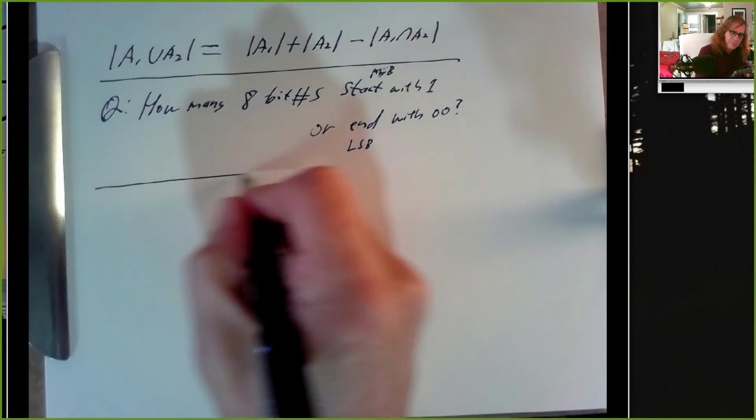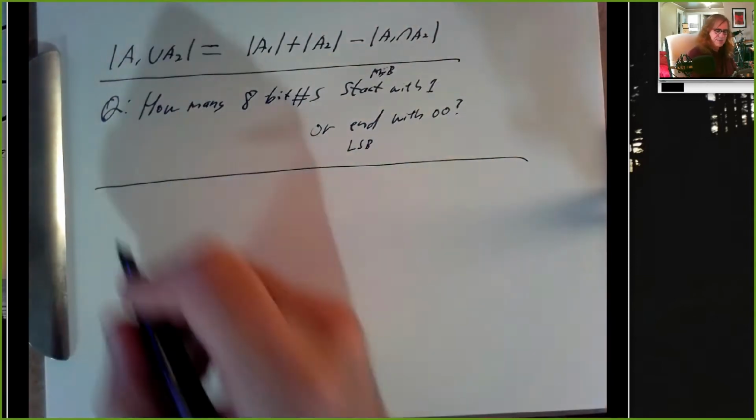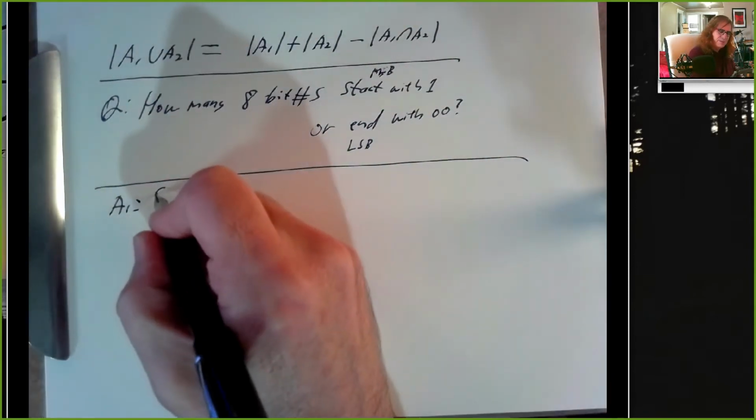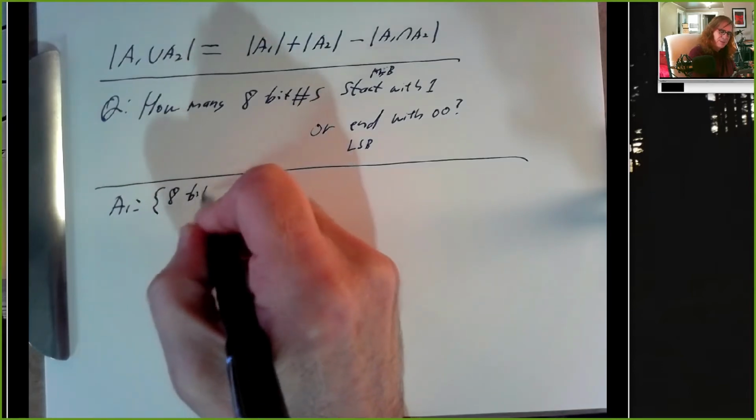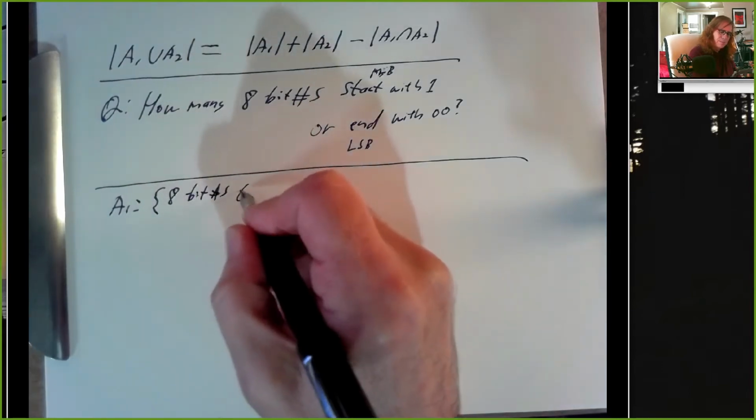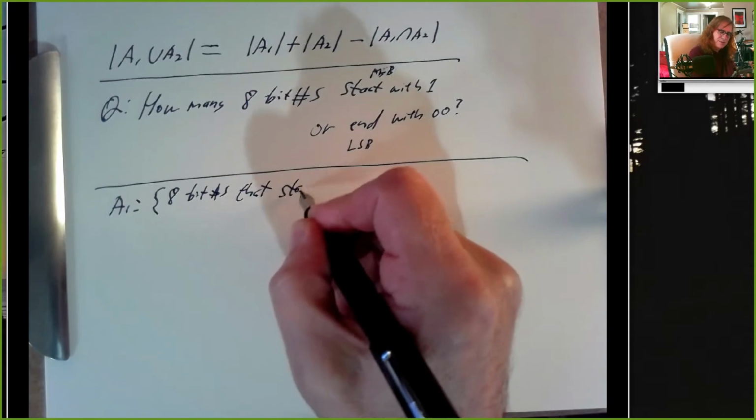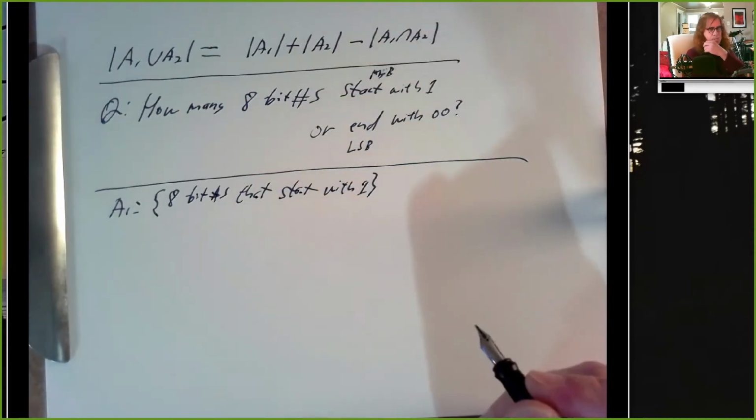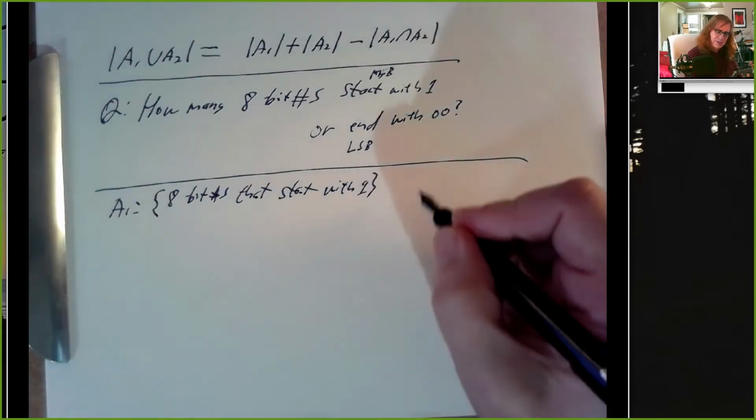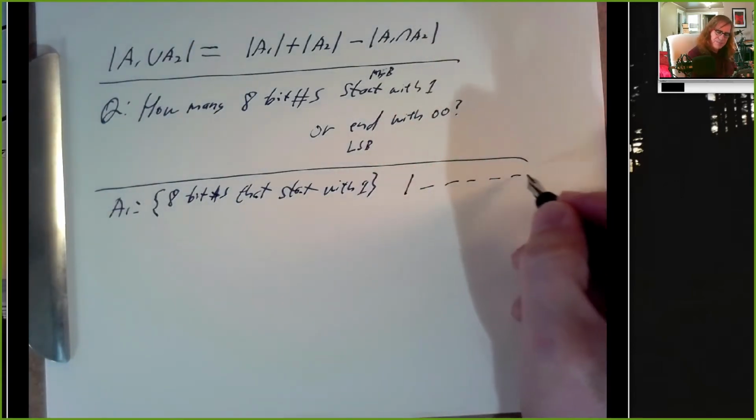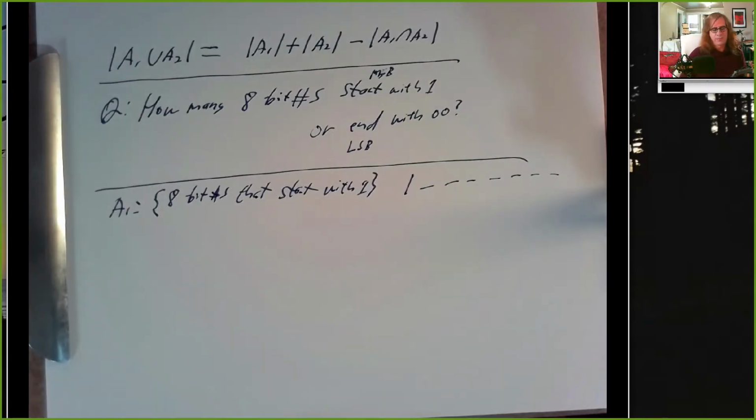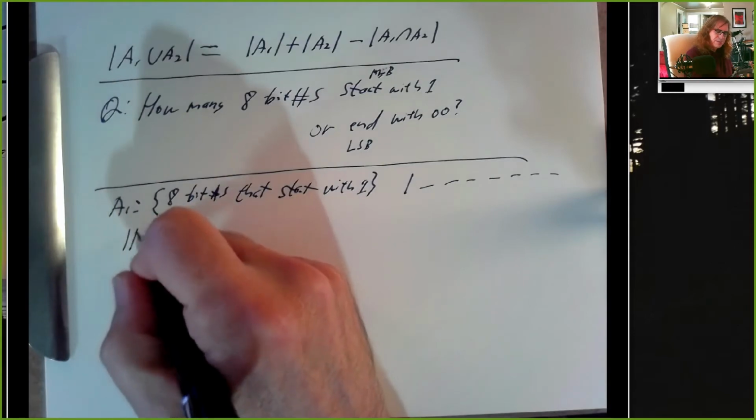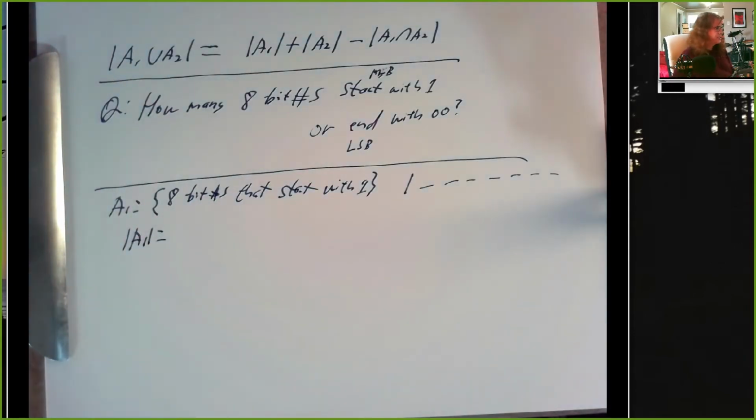Well, let's form a set A1 equals the set of 8-bit numbers that start with a 1. So these numbers look like 1 followed by 7 bits. So how many such numbers are there in this set? How many 8-bit numbers can we find in this particular form?